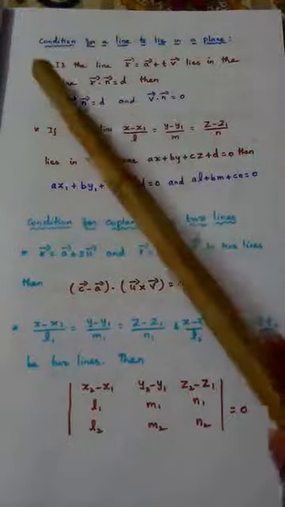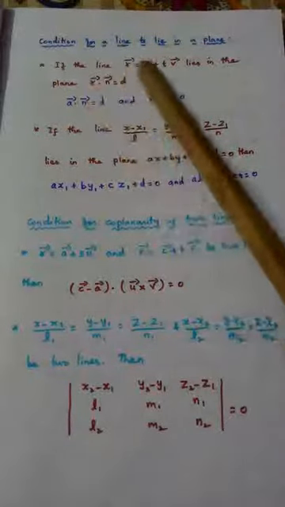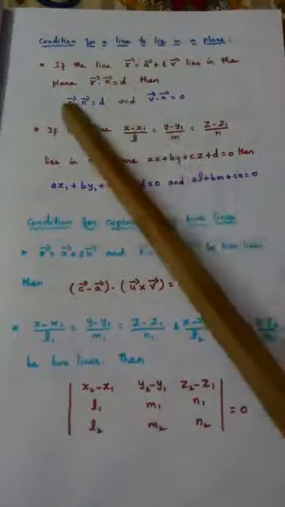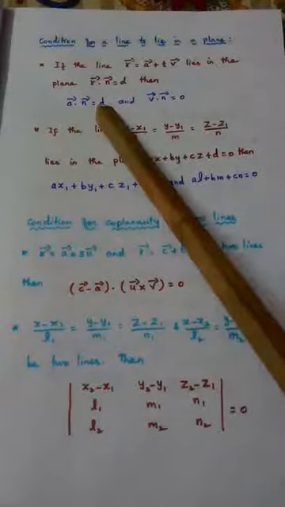Again I repeat, what is this first point? This gives us the condition for this straight line to lie in this plane. What is the first condition? That point of the straight line should satisfy the equation of the plane. So a vector dot n vector should be equal to d.